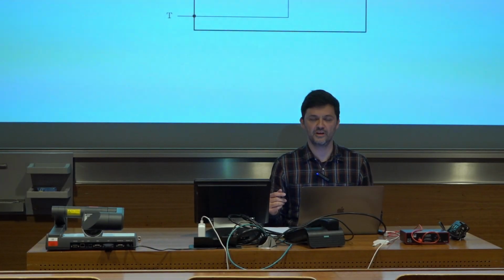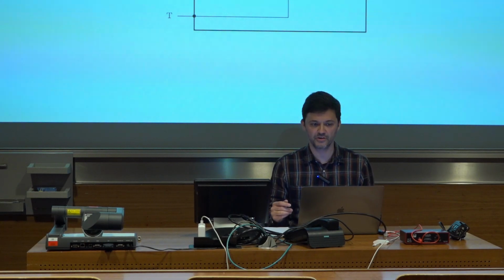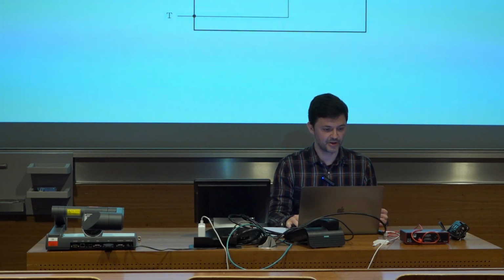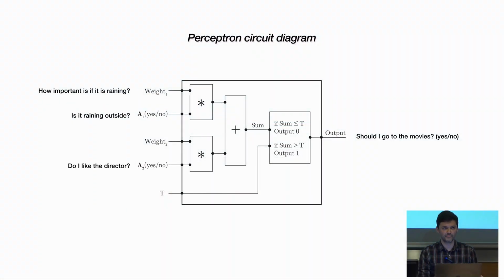So how do you do it? If a decision is not important, you can pick a small weight. If it's a very important decision, you pick a large weight. So then, do I like the director will be weighted with a weight which will determine how important it is that I like the director.